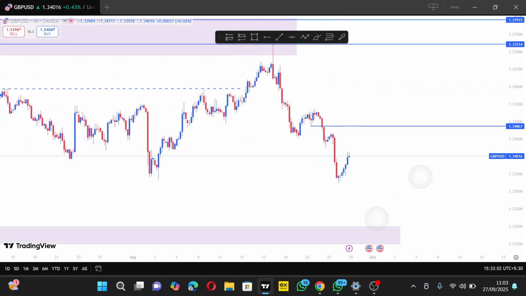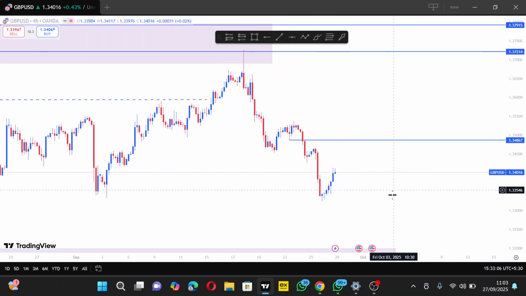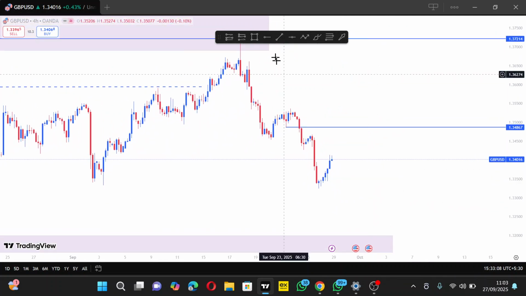If you observe what GBP is doing, you see the way it's dropping massively. So what I'm expecting for GBP, I'm selling for now. I will be selling this coming week. I will be selling GBP.